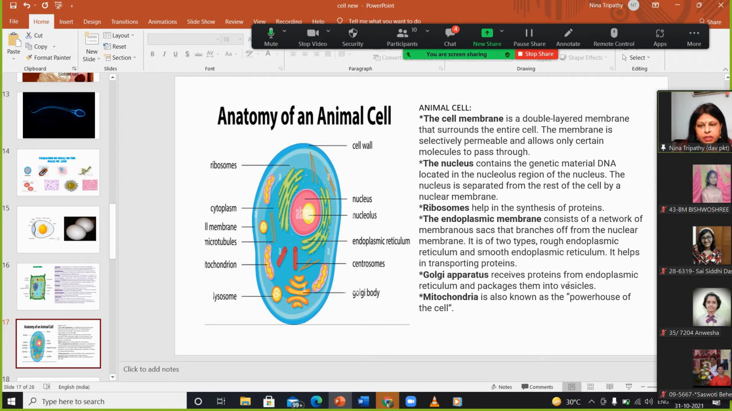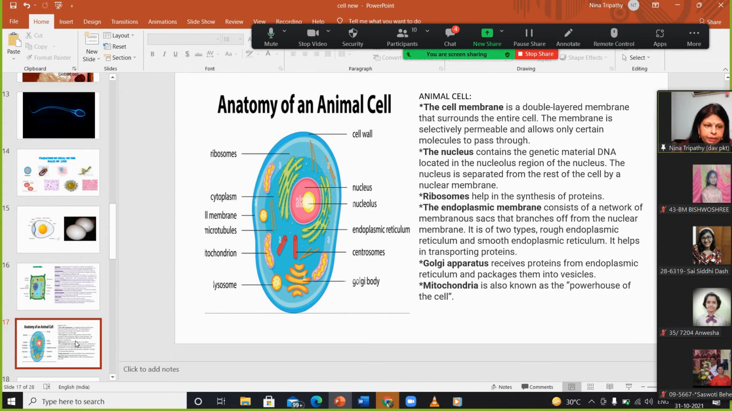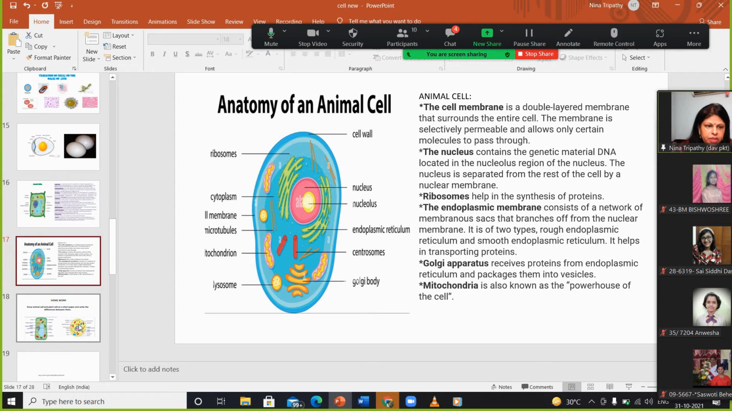Then the Golgi apparatus receives the proteins from the endoplasmic reticulum and packages them into vesicles. Modifying and processing is also done by the Golgi apparatus. Then the mitochondria, known as the powerhouse of the cell. Why is the mitochondria called the powerhouse of the cell? Because it produces, what does it produce? It produces energy. Very good. It is called the powerhouse of the cell.